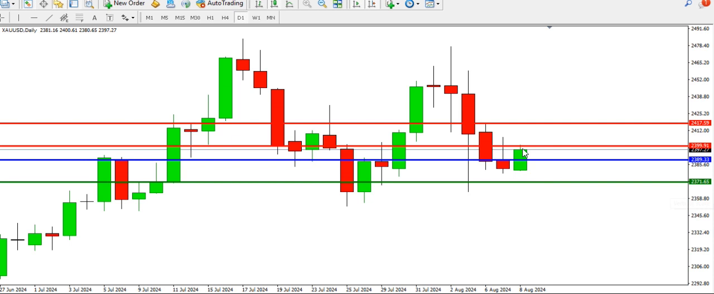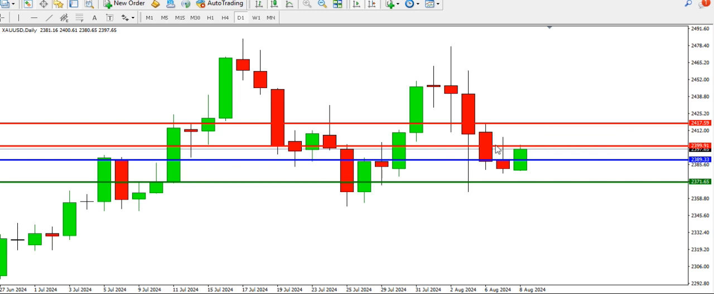Now two things can happen. That is, price first of all might go back to the pivot line, which is 2389, or price might break above the first resistance to test the second resistance, which is at 2417.59.